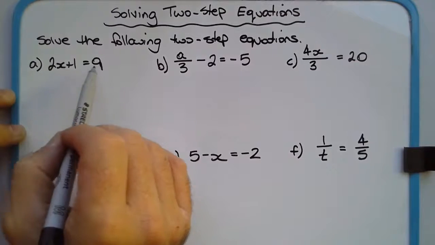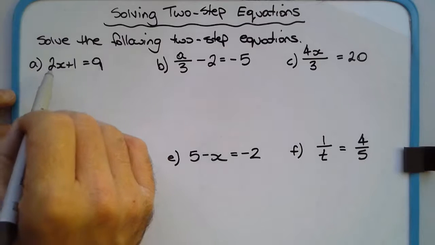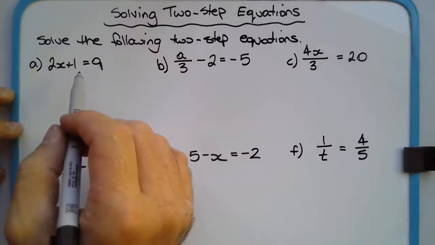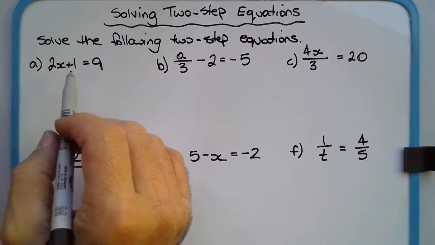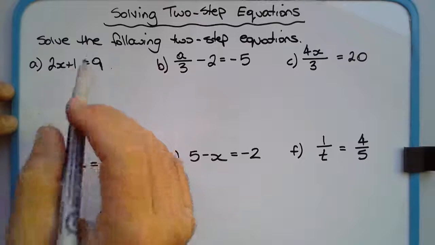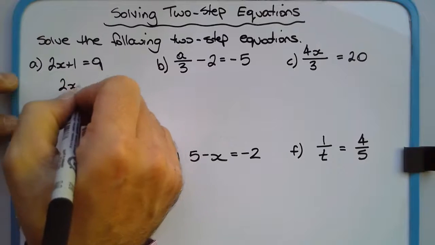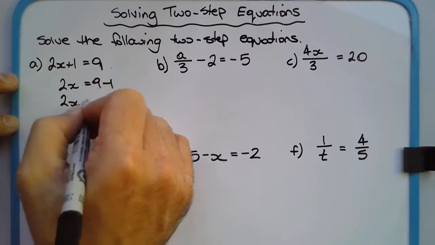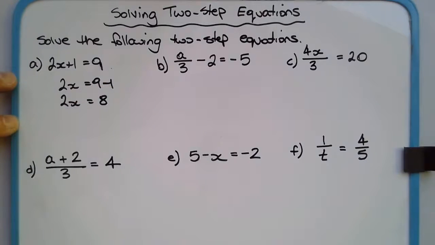So 2x plus 1 equals 9. 2x means 2 multiplied by x, plus 1 equals 9. According to BIDMAS, addition is done after multiplication, so that's the first thing we're going to move over. So 2x is equal to 9 minus 1. So 2x is equal to 8.